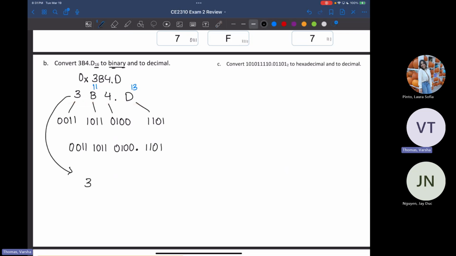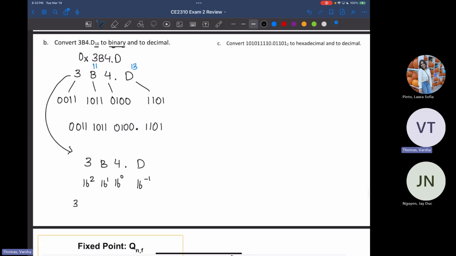So hex conversions to decimal follow the same rules as binary. So we're going to say this is 16 to the 0, 16 to the 1, 16 to the 2, and over here 16 to the minus 1. So we do 3 times 16 squared plus 11 times 16 to the 1 plus 4 times 16 to the 0. Decimal D is 13, 16 to the minus 1.